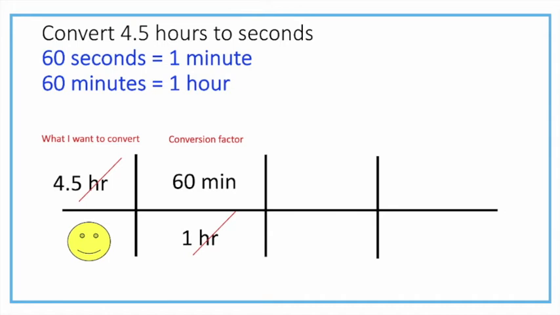My next step is I need to get from minutes to seconds. So I look at my other conversion factor, and I see that if I made a fraction with 60 seconds on the top and 1 minute on the bottom, I could put it in this next column, and you see I can cancel out minutes. So let's look at everything on the top. We got a bunch of numbers I can multiply together, and we also have the unit seconds, and that's what I want.